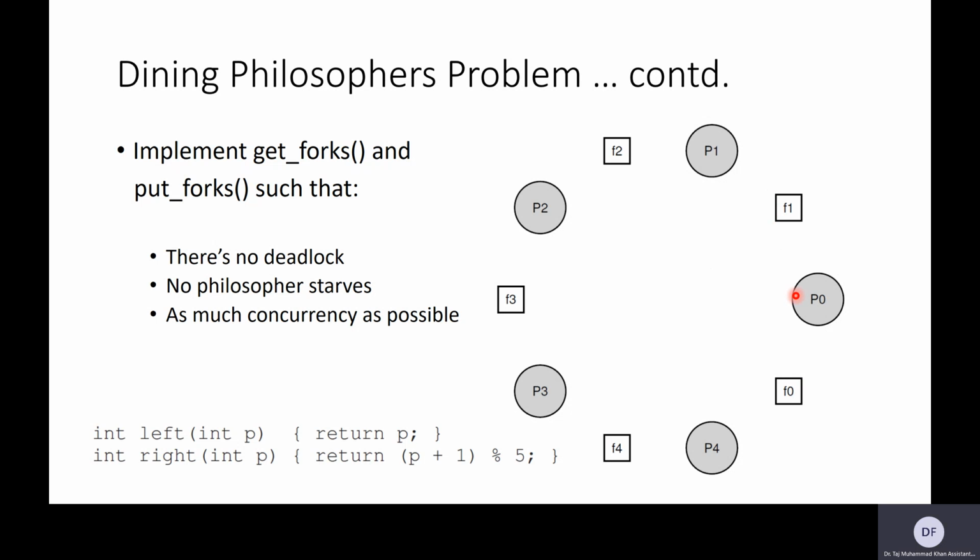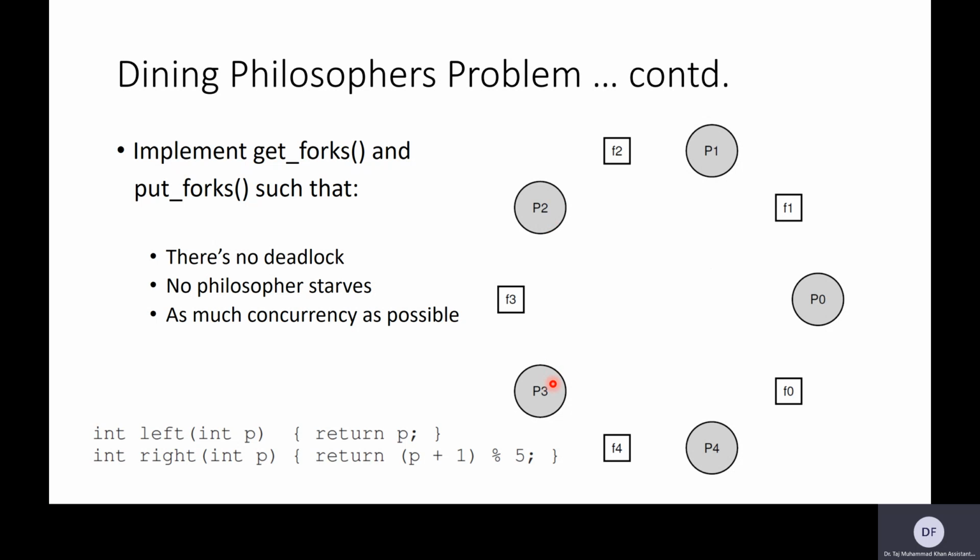So it gets descheduled and P1 gets scheduled. P1 also calls get forks and calls sem_wait on the left fork semaphore. It acquires it, and before it can call sem_wait on F2, it gets descheduled. So P1 gets descheduled while holding the semaphore F1. A similar thing happens to P2. It gets scheduled, calls get forks, calls sem_wait on the left fork, acquires it, and before it can call sem_wait on the right one, it gets descheduled.